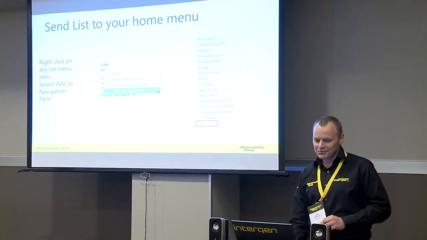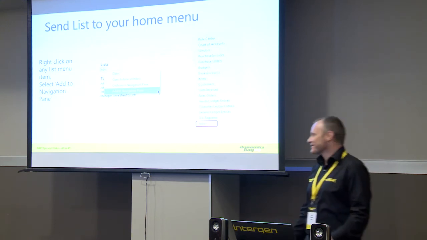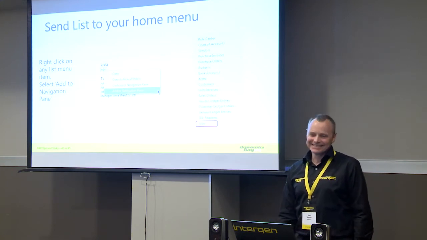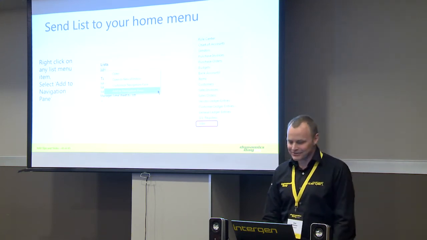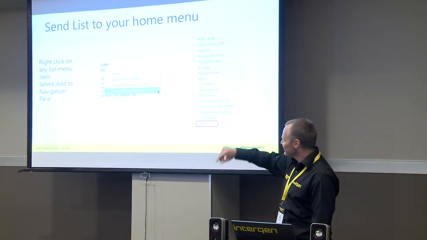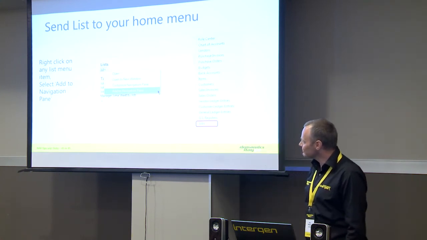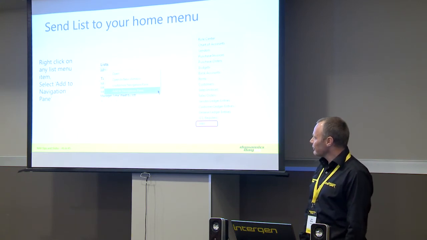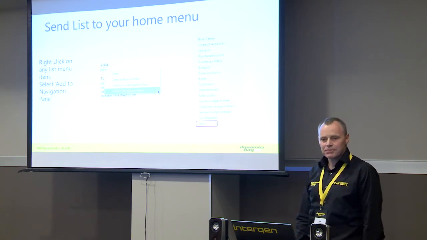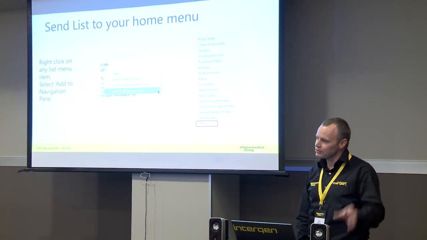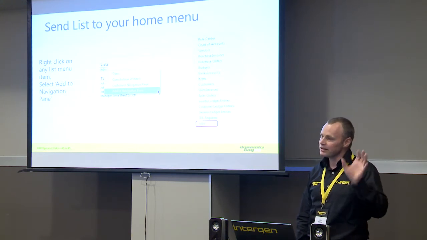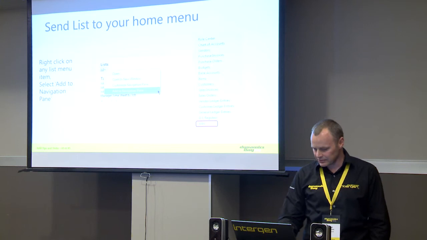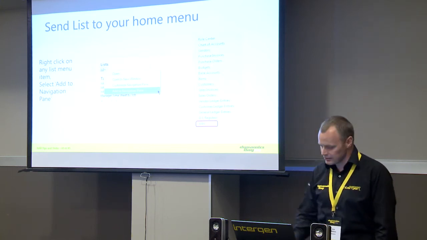I'll claim this one as well. Same thing for a list screen. So I've gone through the menus and I've gone to my jobs area again, and there's the jobs list screen. Right click on that, add to navigation pane, and that will put it on the menu on the left hand side, so it's directly there every time you log in, if that's a place that you go frequently.